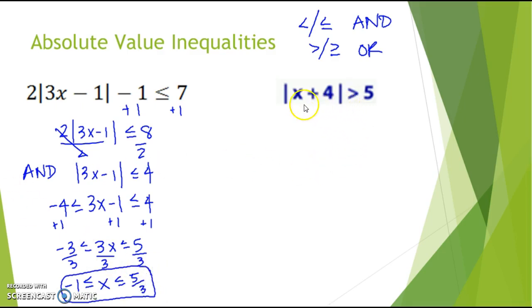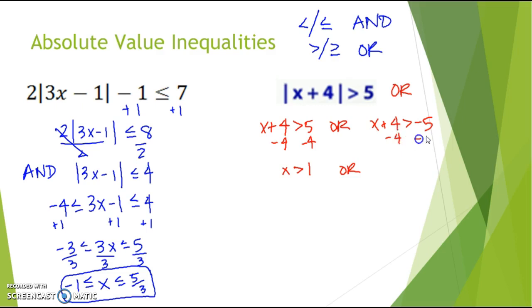And over here for the second example, my absolute value is already by itself. It's isolated, so that part's done. And I've got a greater than sign, so that means I'm working with or. So if we have or, we're going to have two separate inequalities. So I'm going to have x plus 4 is greater than 5, or, and then I'm going to do x plus 4 greater than the opposite, which is negative 5. Subtract 4. So on this side, x is greater than 1, or subtract 4. x is greater than negative 9.